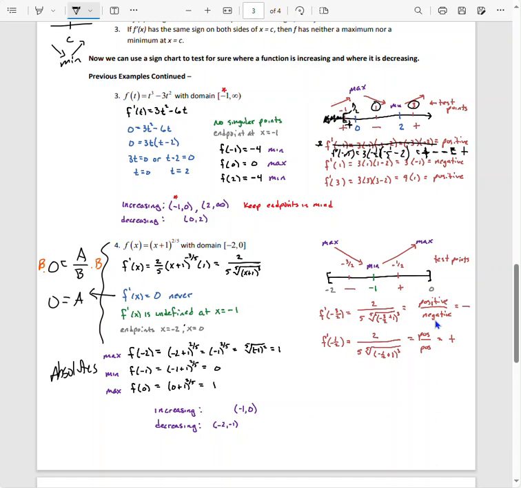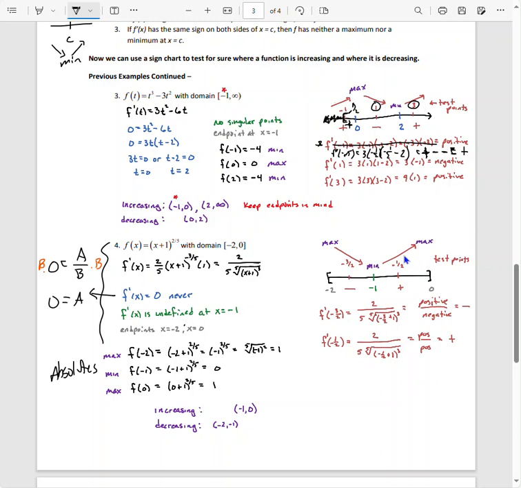Do I know what that number is? No. Do I care? Also no. Isn't that awesome? I only care if it's positive or negative. And a positive divided by a negative is always negative, so I know my slopes are negative there, even if I don't know what the number value is.